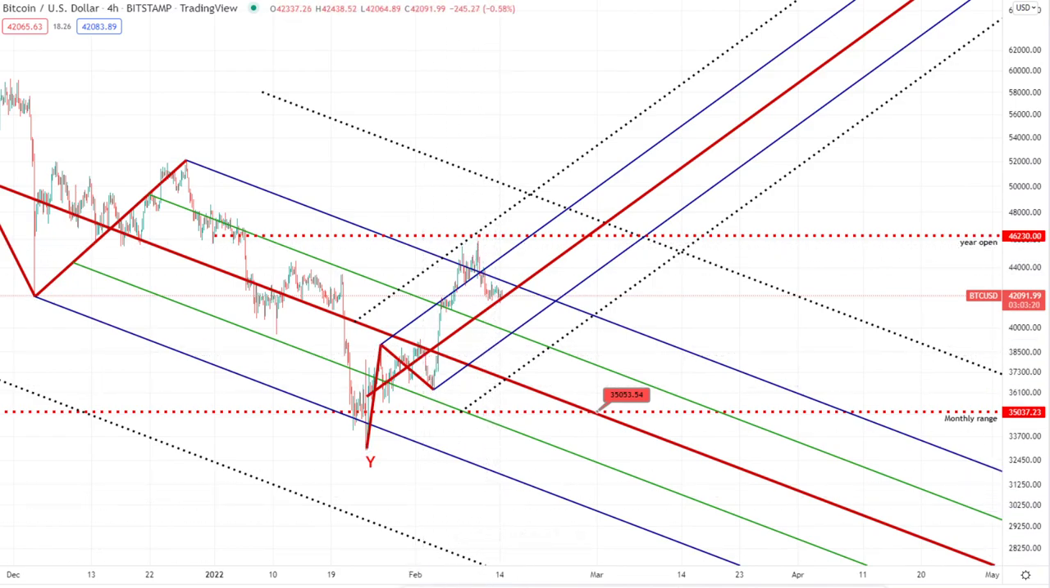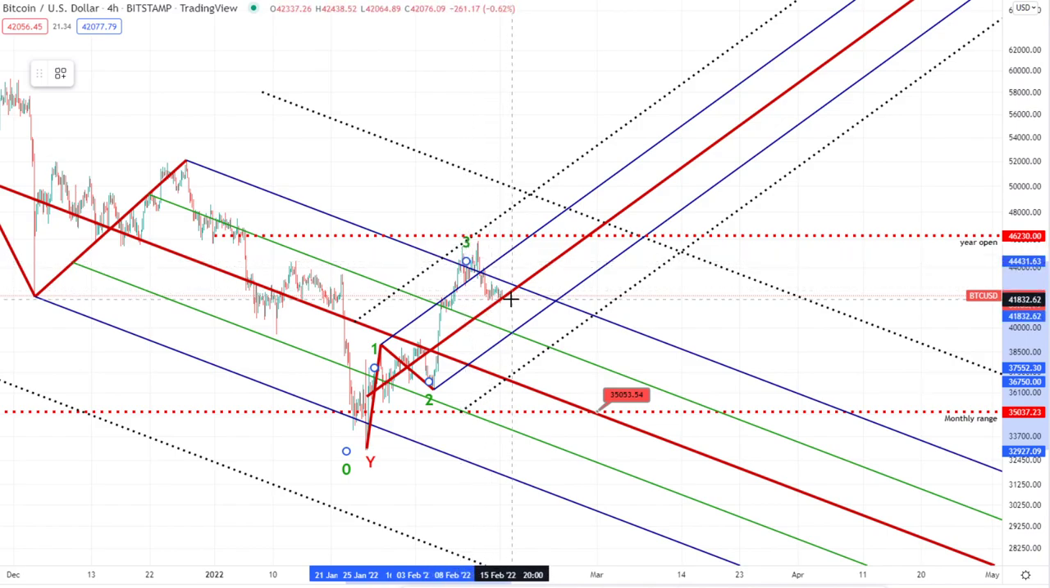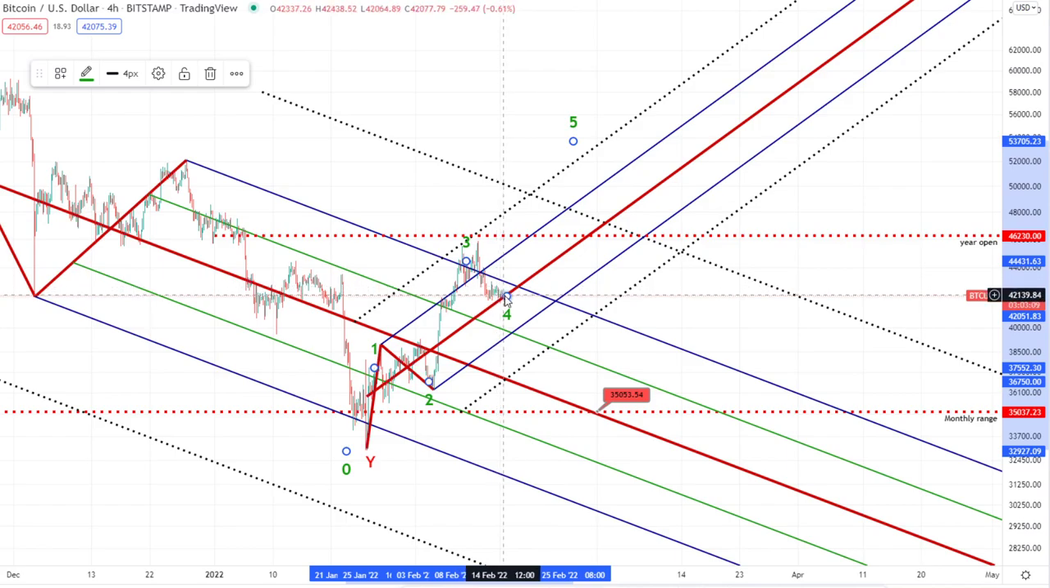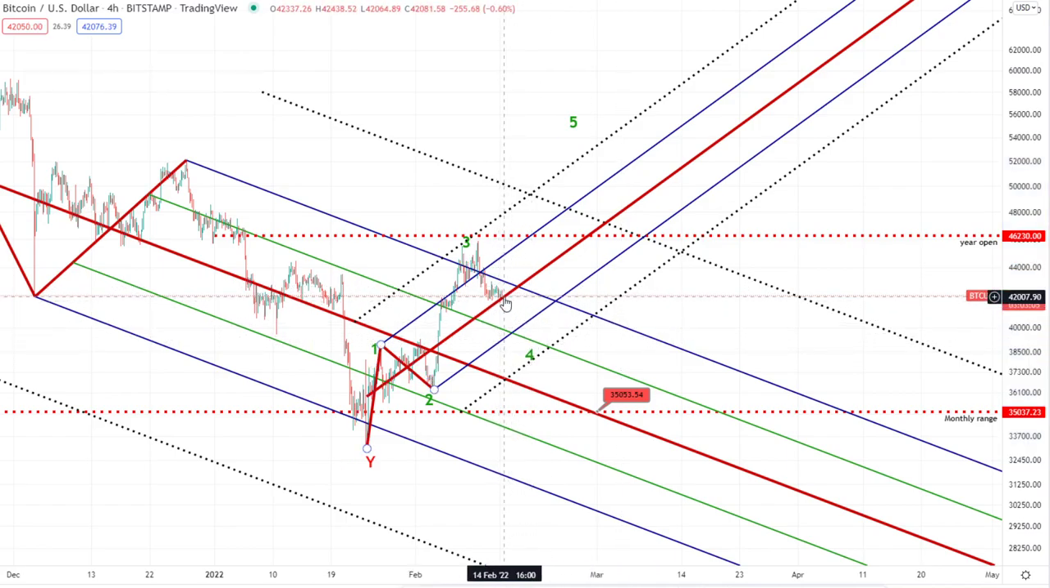Now, I do think that we're probably going to invalidate an impulse, because if we call this a 1, 2, 3, then the 4, you would want it to bounce from here and continue higher, because of course the wave 4 should not overlap with wave 1. And if price does come beneath this median line here, I think the odds are it'll be gravitating towards the lower median line and coming very, very close to overlapping with wave 1.